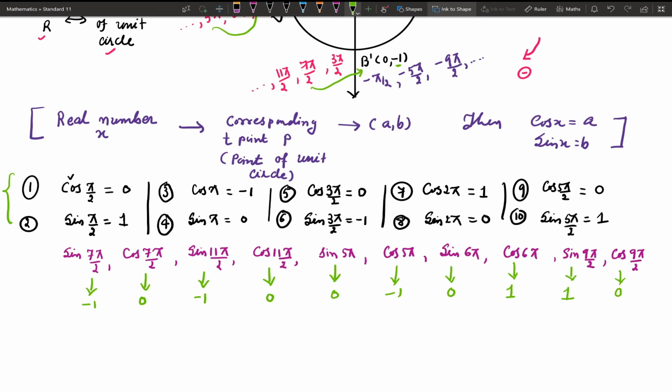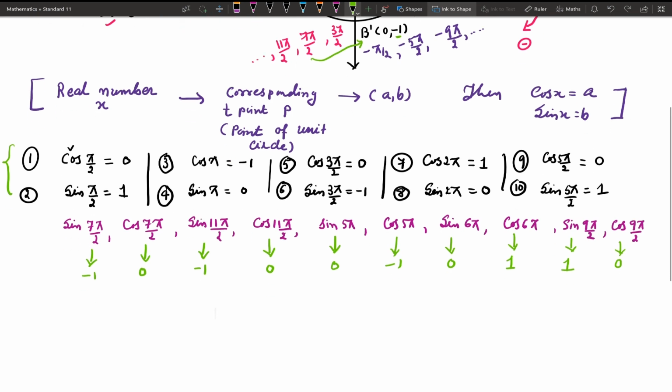Sin 7 pi by 2 is -1, cos 7 pi by 2 is 0, sin 11 pi by 2 is -1, cos 11 pi by 2 is 0, sin 5 pi is 0, cos 5 pi is -1, sin 6 pi is 0, cos 6 pi is 1, sin 9 pi by 2 is 1 and cos 9 pi by 2 is 0.